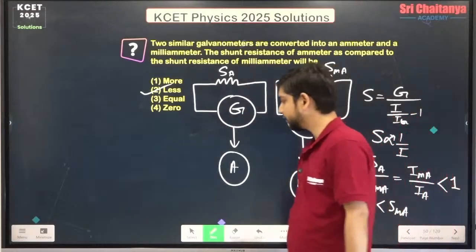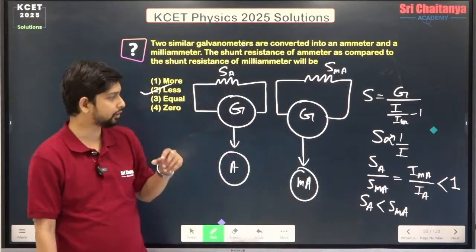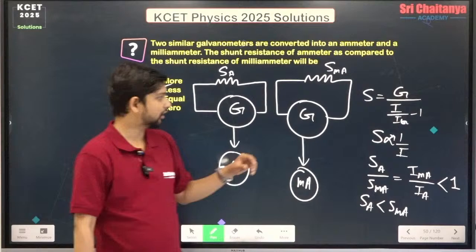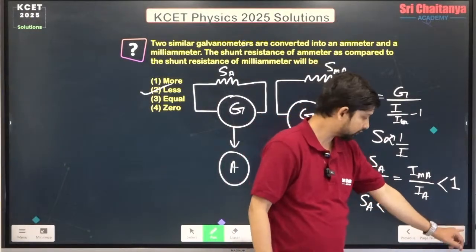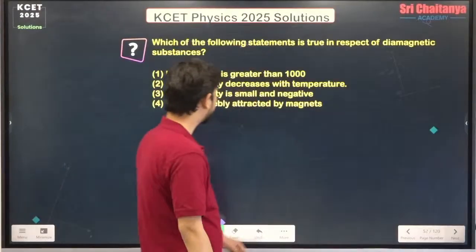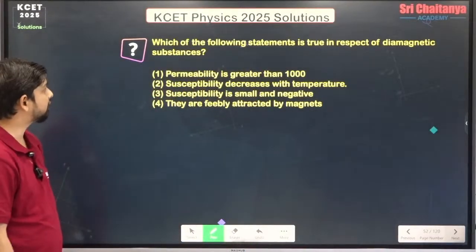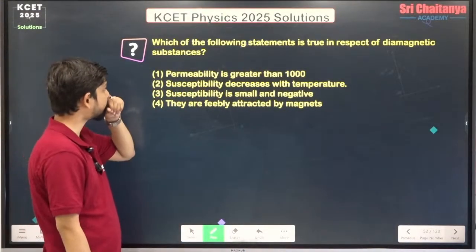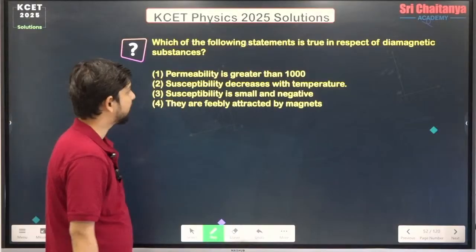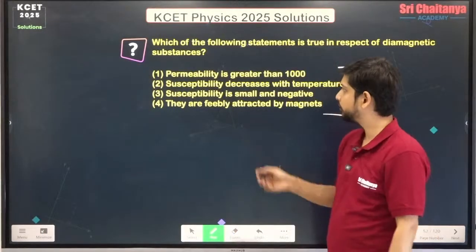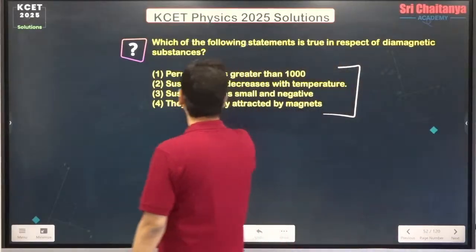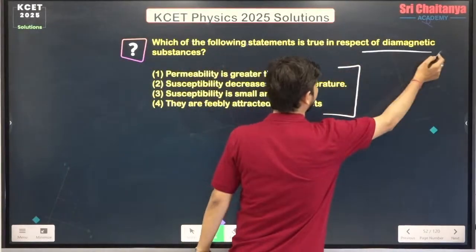This is a very conceptual based question, and you just need to apply some mathematics, and there is nothing more in this question. Understood? So now we are going to move to the next question. This question is again theoretical. It is NCERT based. You can go through the magnetism and matter chapter to find the correct statement about diamagnetic material.